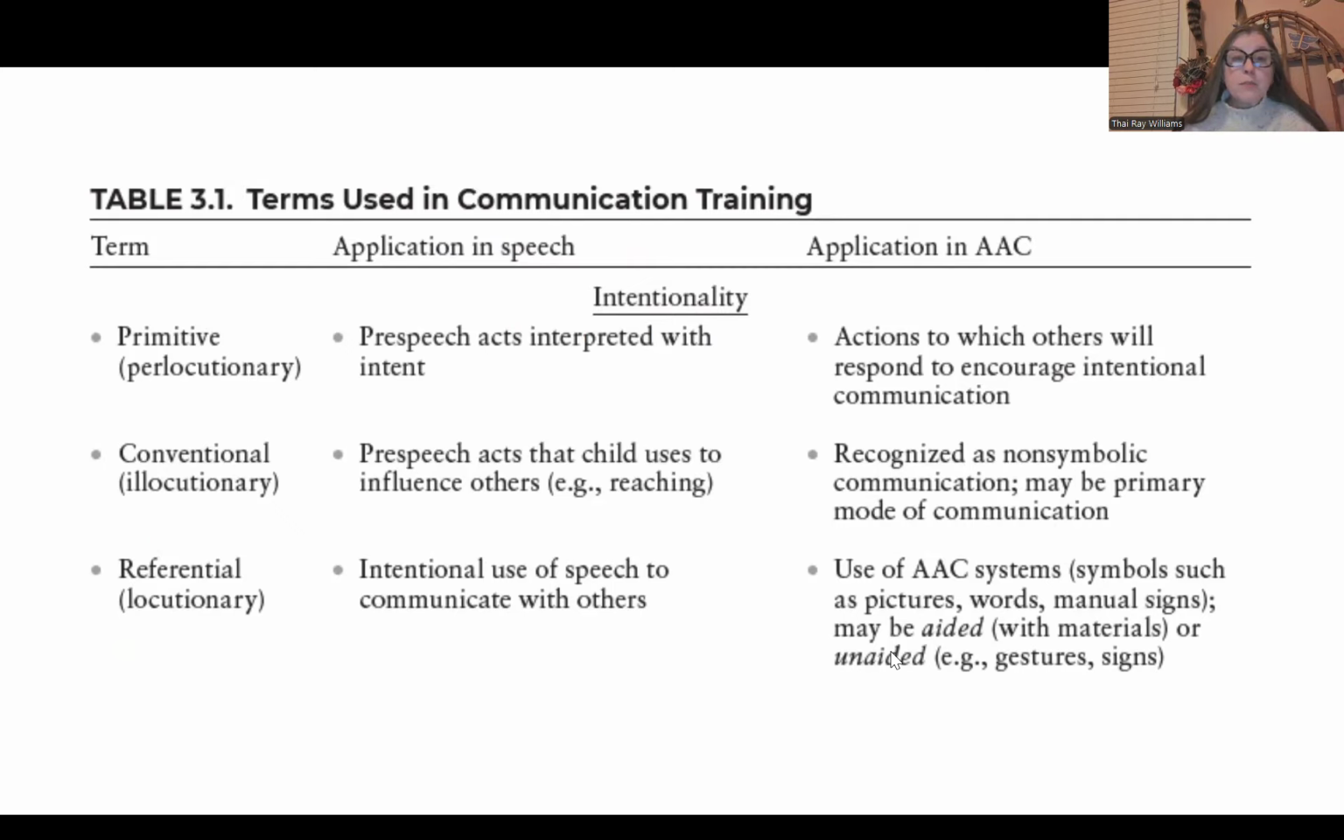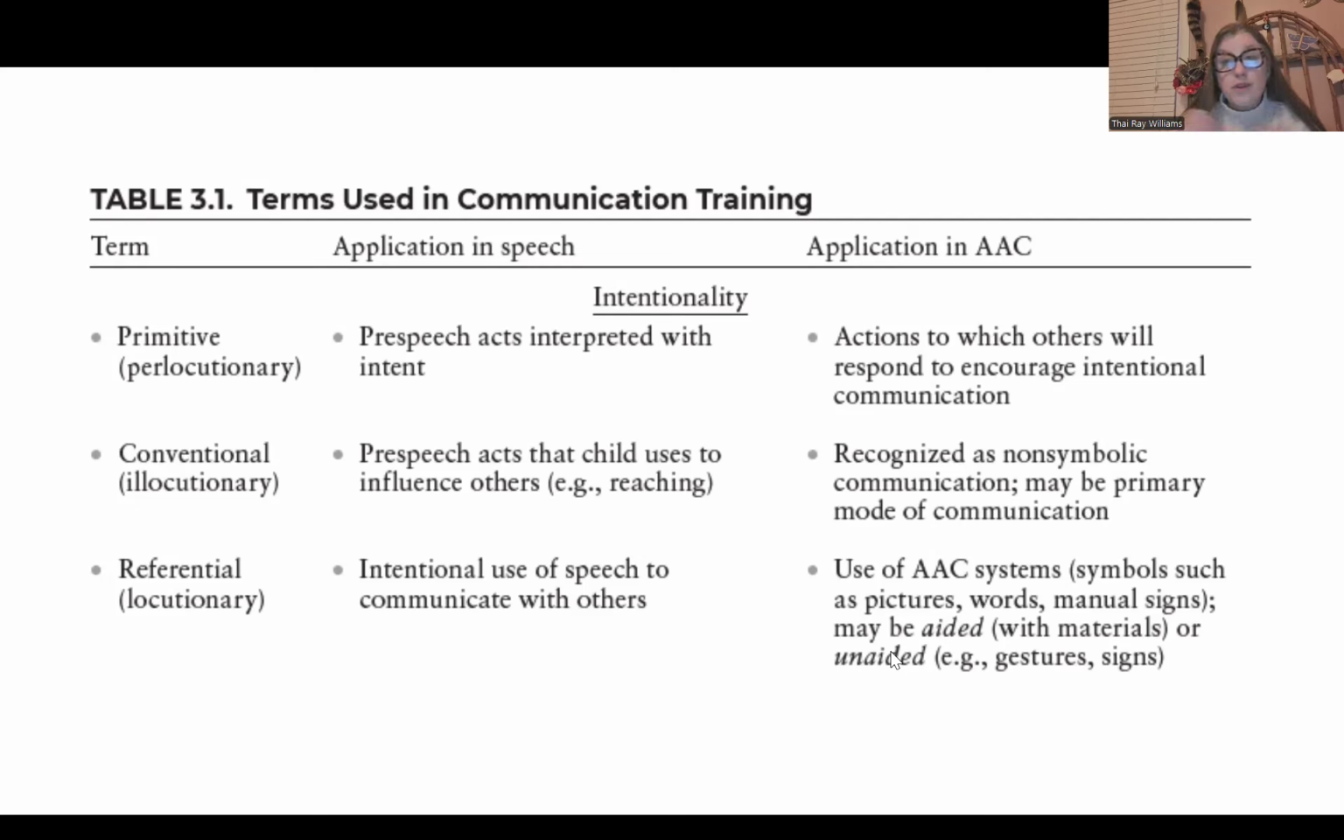The first term is primitive communication. When we think about the intentionality of primitive communication, this is really pre-speech communication where we have to interpret the intent of it. So a person is engaging in some type of communication and we assign intentionality to it. So we're shaping that intentional communication.